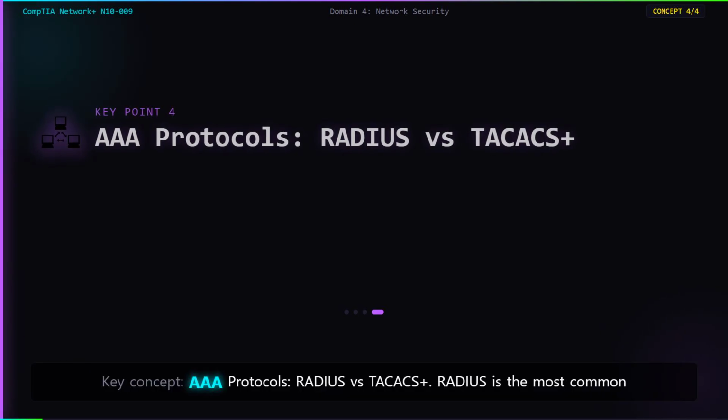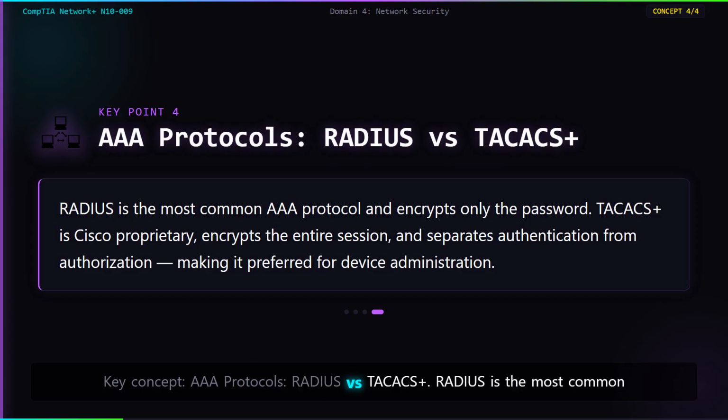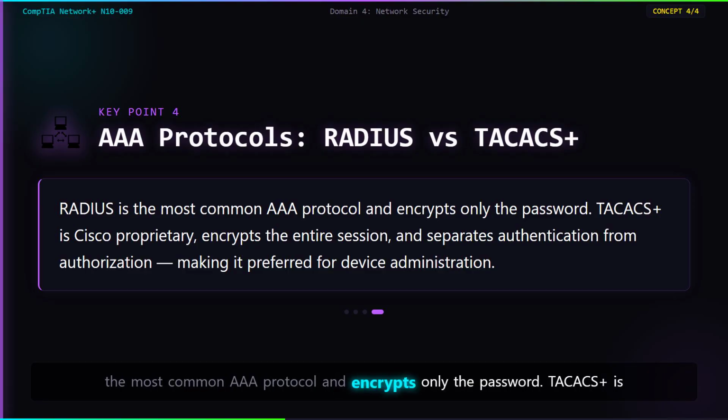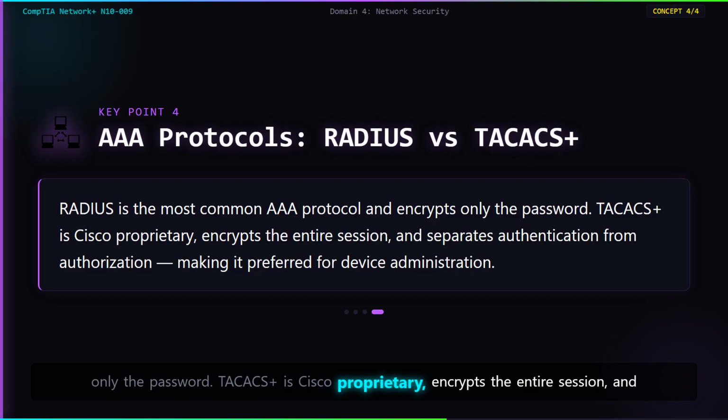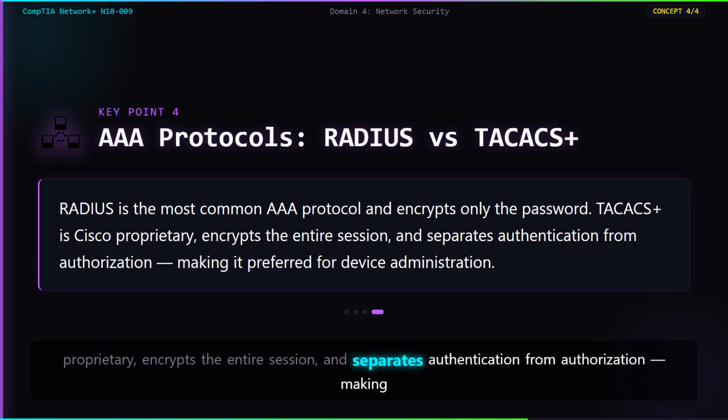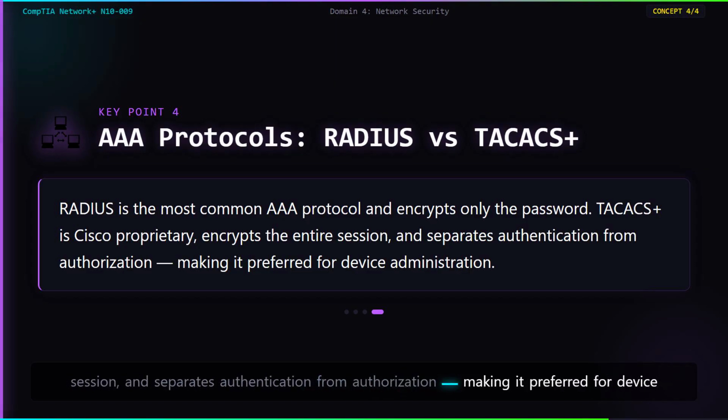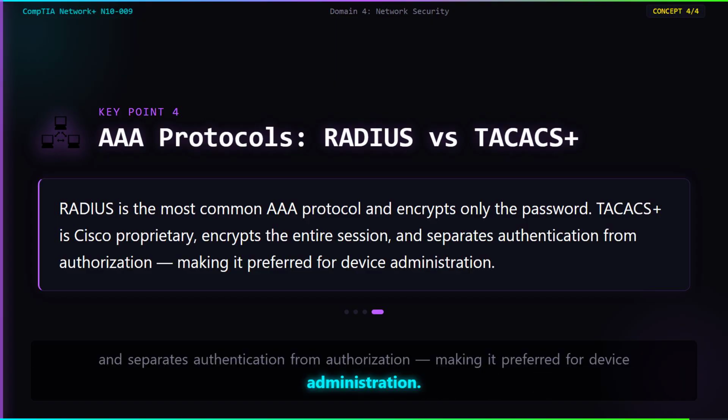Key concept: AAA protocols. RADIUS versus TACACS+. RADIUS is the most common AAA protocol and encrypts only the password. TACACS+ is Cisco proprietary, encrypts the entire session, and separates authentication from authorization, making it preferred for device administration.